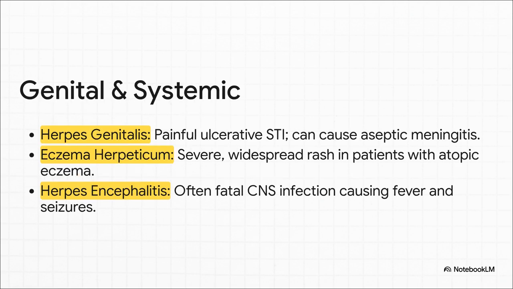Shifting gears to genital and systemic diseases. Herpes genitalis is the most common cause of genital ulcers in the Western world. But then there are the rarer, much more severe conditions. You have eczema herpeticum, a widespread and frankly terrifying infection that can happen in patients who already have eczema. And then there's the big one, herpes encephalitis, a devastating infection of the central nervous system that, without immediate and aggressive treatment, is very often fatal.